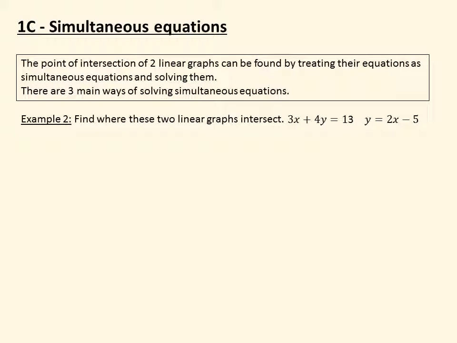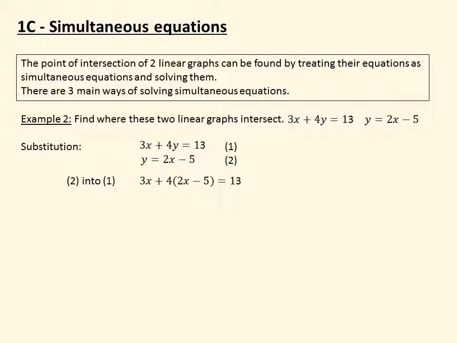Our second example is substitution. The second equation here is written in the form y equals some expression of x. We can substitute this into the first equation. So where there's a y in the first equation, we can write 2x minus 5 instead. If we now rearrange this equation, we find that x is 3.